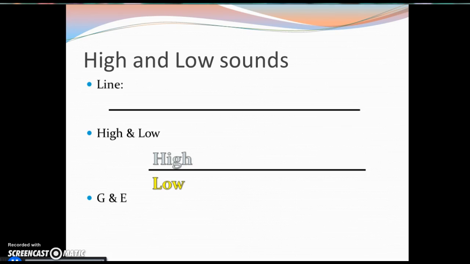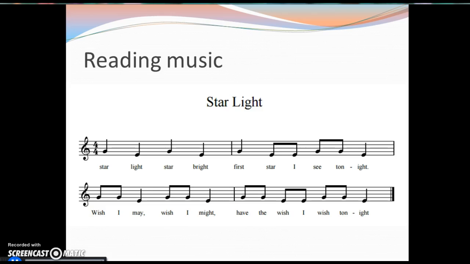So instead of just putting high above and low below, we are now taking those letters G and E and replacing them on the line, putting G above the line and E below the line. We are now looking at music where we can find those notes of G and E.